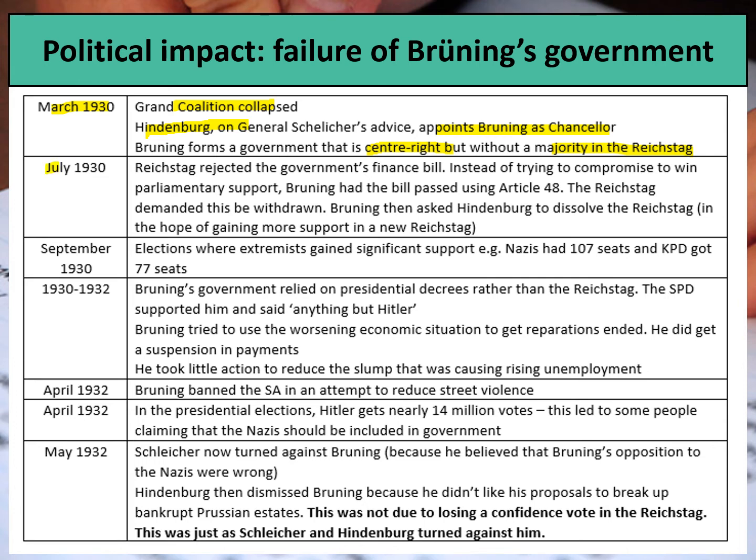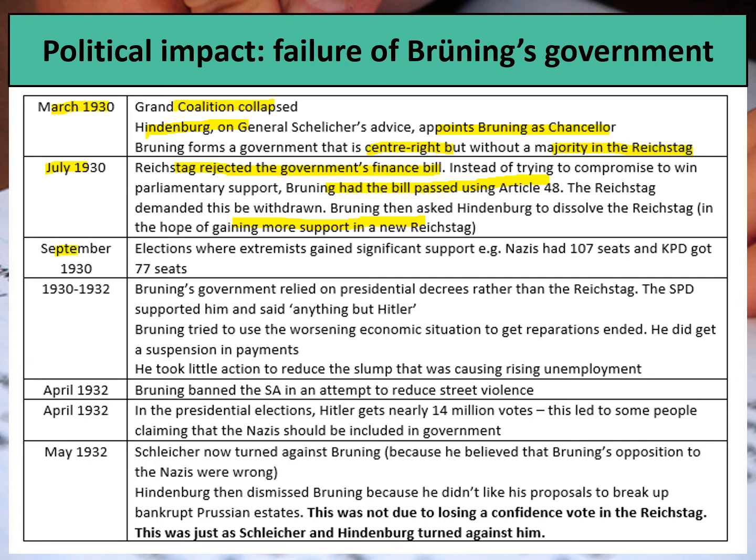Remember, at the end of the Grand Coalition, democracy is effectively dead in Germany. In July 1930, the Reichstag rejected the government's finance bill. They wouldn't agree to Brüning's so-called hunger chancellor methods, and instead of trying to compromise to win parliamentary support, Brüning just had the bill passed using Article 48. The Reichstag were very angry about that, and then Brüning asked Hindenburg to dissolve the Reichstag, hoping to hold some elections where he would gain more support. That was a crucial decision, a terrible decision at that point, where they clearly couldn't read the political climate.